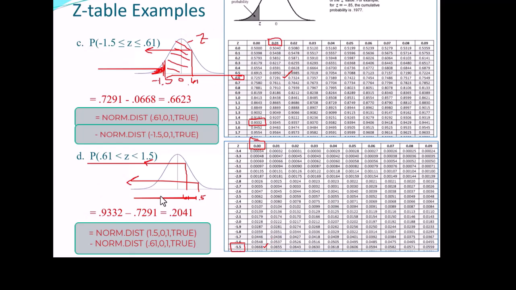In the last problem, the biggest z-score is 0.61, the smallest was negative 1.5, and you're subtracting them. You're going to find every time I ask you the probability between two values, I don't care if they're on either side of the mean like they were in part C, if they're on the right-hand side like they were in part D, or if I draw you another picture.